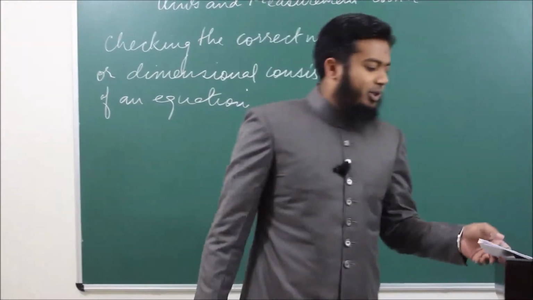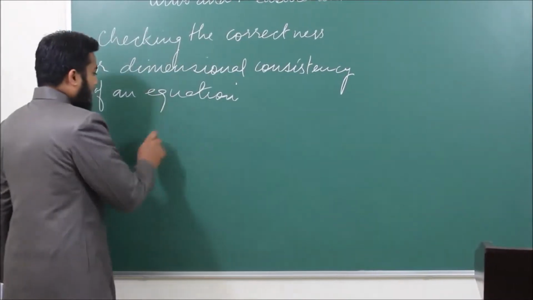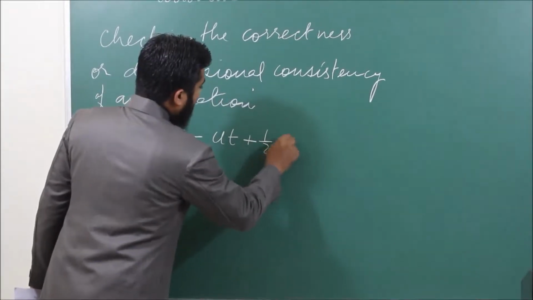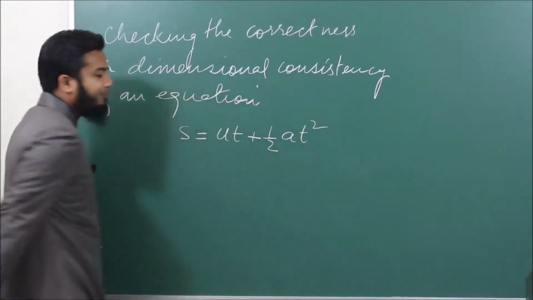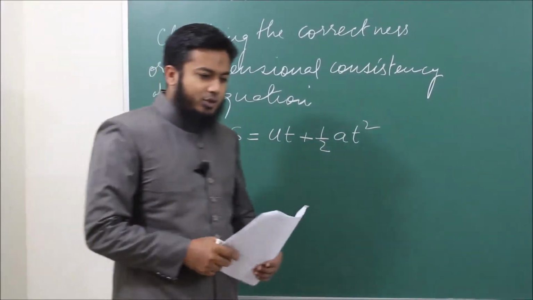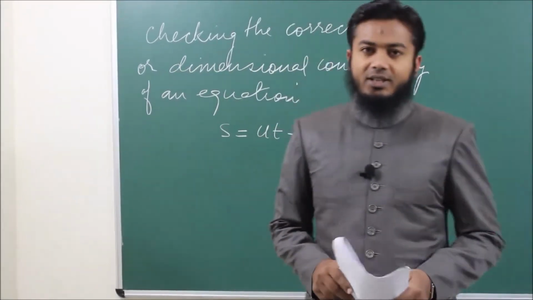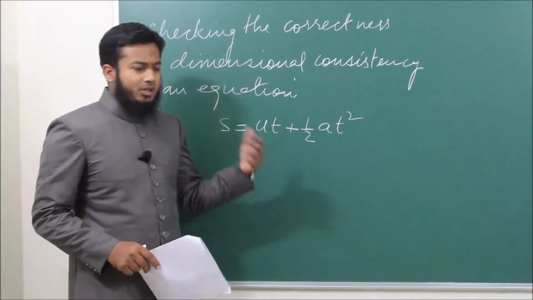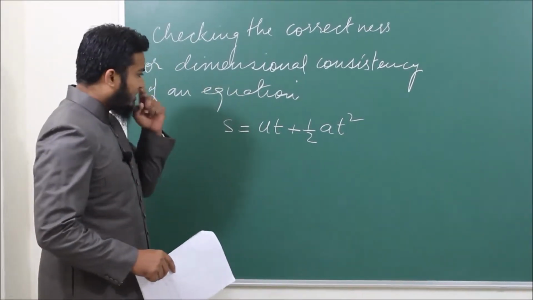So we are given an equation, say S is equal to ut plus half at square. This is an equation and we have to check whether it is dimensionally consistent or not. So you must have studied about this equation. Let's revise what this equation says.